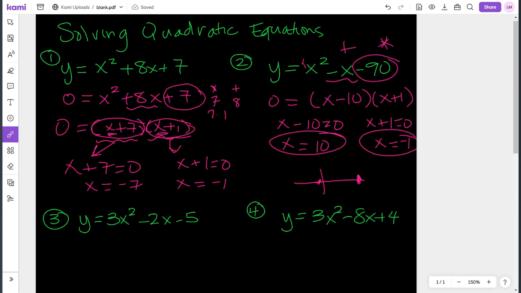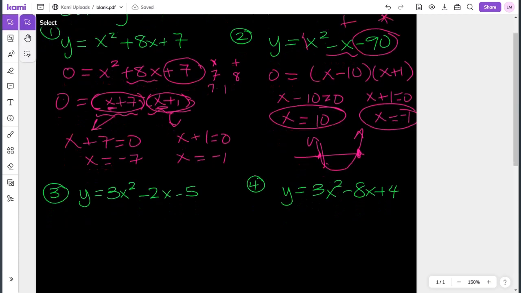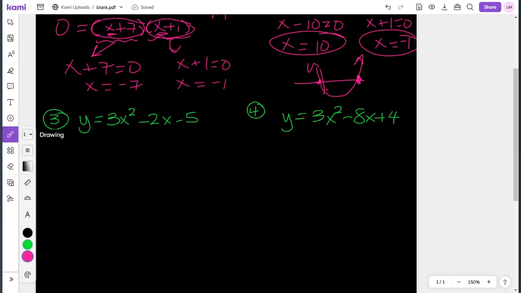I know the parabola opens up because there's a positive 1. So we can target the vertex and the y-intercept. We know the y-intercept is at negative 90 way down here, right? So, all right, let's try these 2 out. So lots of things we can find now, right?